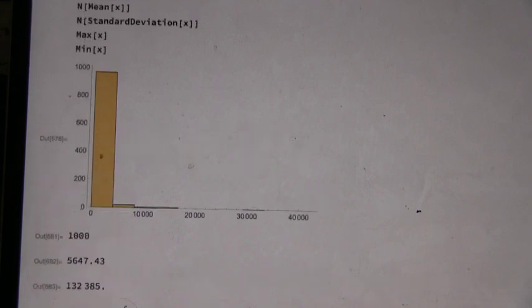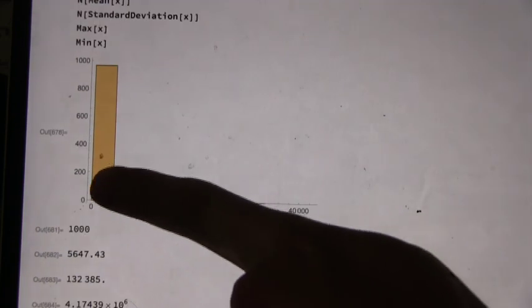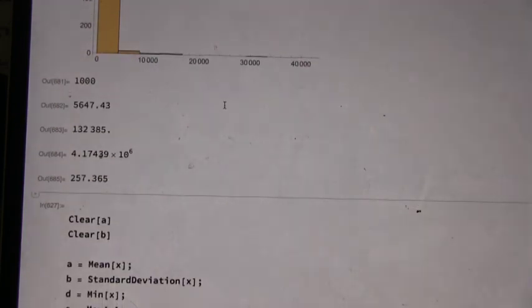What are my numbers here? So my count is 1,000. The mean is 5,647, so that's how far away we are on average. You can see that's right about here, 10,000. Here's 5,000, that's about where we are on average. The standard deviation is 132,385. So what does that tell you? It tells me that there's a lot of variation in this data. Yeah, the average is 5,600 and the standard deviation is 132,000.